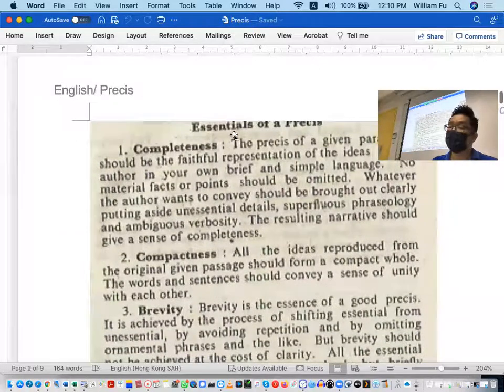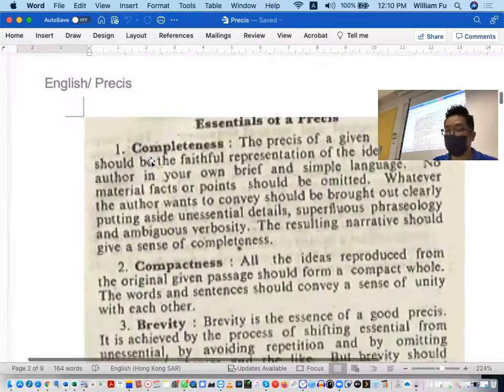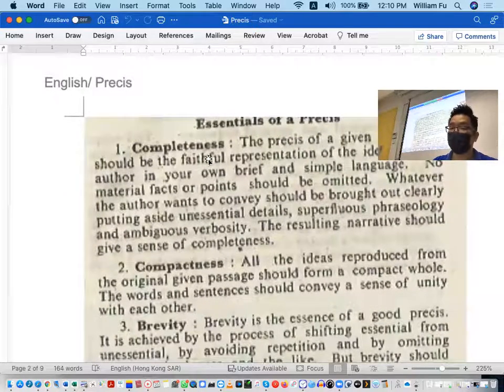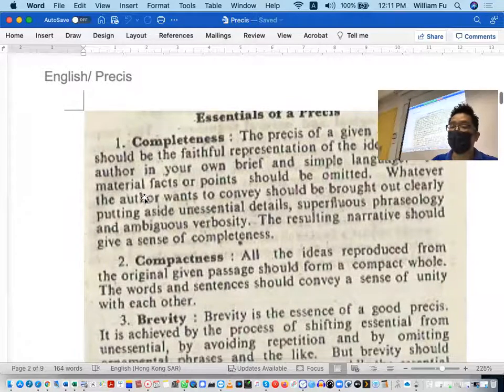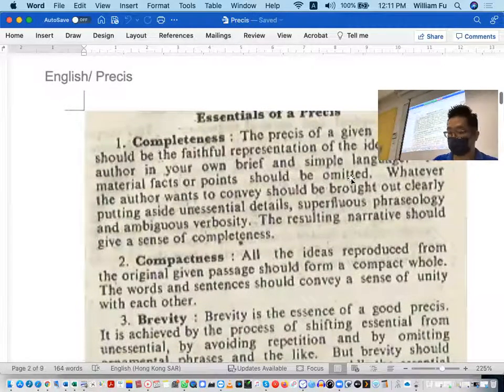Now, essentials of a précis. First of all, completeness. The précis of a given paragraph should be the faithful representation of the ideas of the author. It's not something of your own creation. You have to have a faithful representation of the ideas of the author in your own brief and simple language. No material facts or points should be omitted.